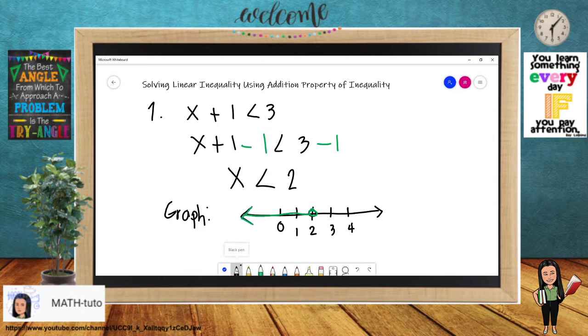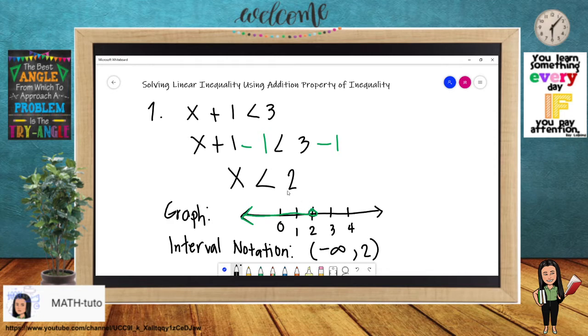What else can we do? We can also write our answer in interval notation. If we write it in interval notation, 2 is not included, so parentheses. And the set of all x that are less than 2 will be smaller, so it is negative infinity until 2, and then parentheses. Okay?